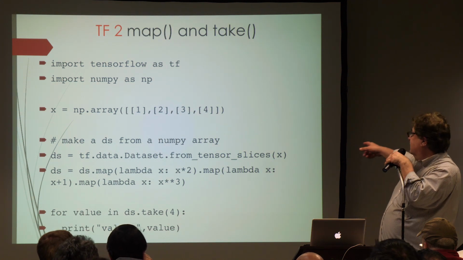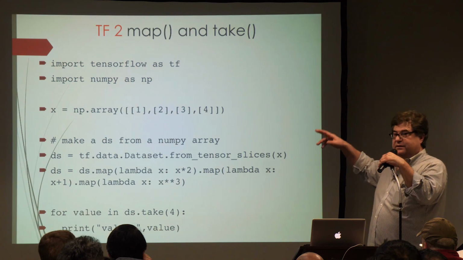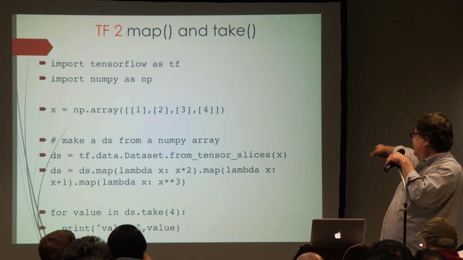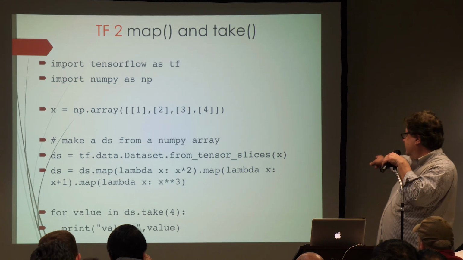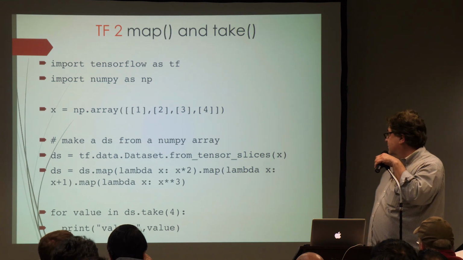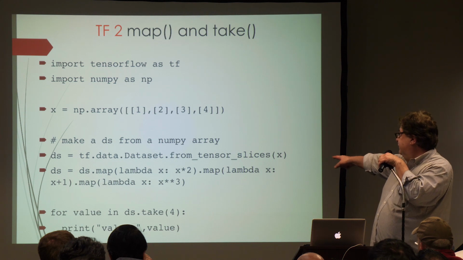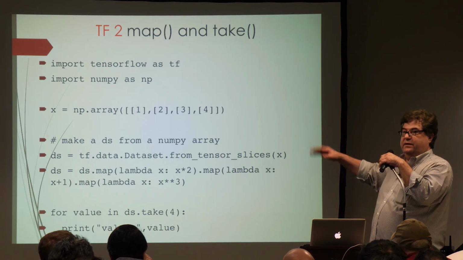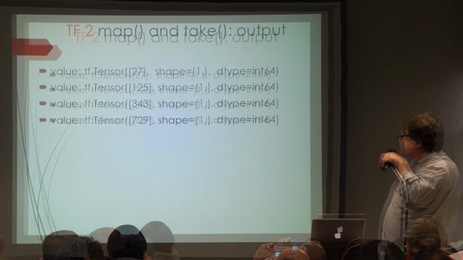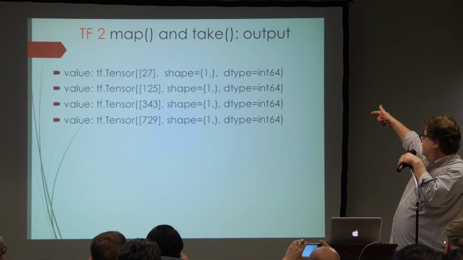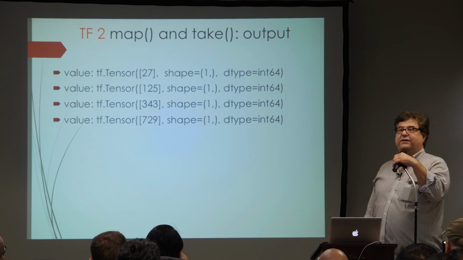Doubles the numbers. So it's going to be 2, 4, 6, 8. Then another map adds 1, so it's 3, 5, 7, 9. Then it cubes them. So then at the bottom we take 4, which happens to be the number of elements there. You could take fewer if you wanted to. And here's the output. So those are the cubes of 3, 5, 7, and 9, if you needed to do that.